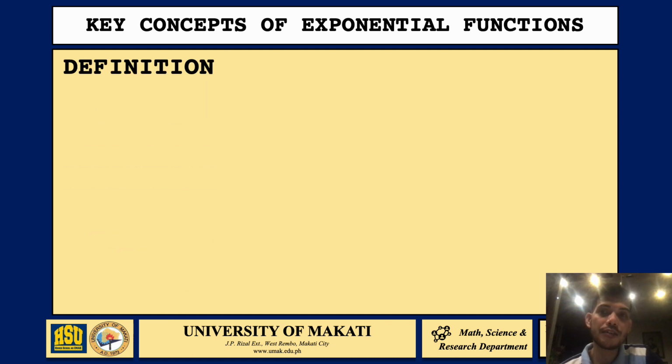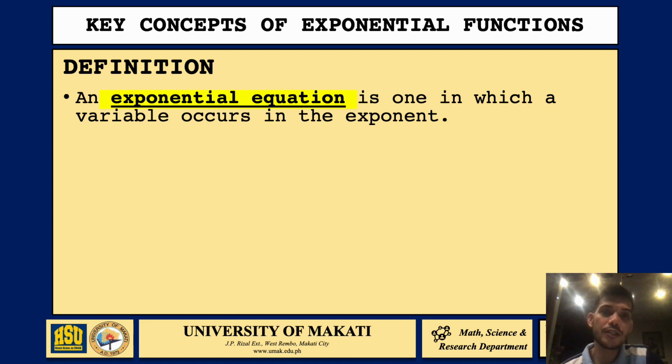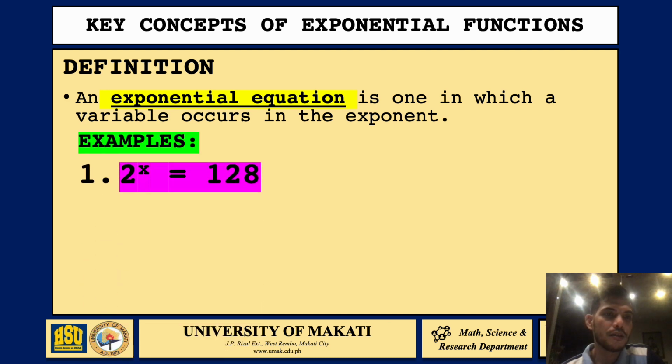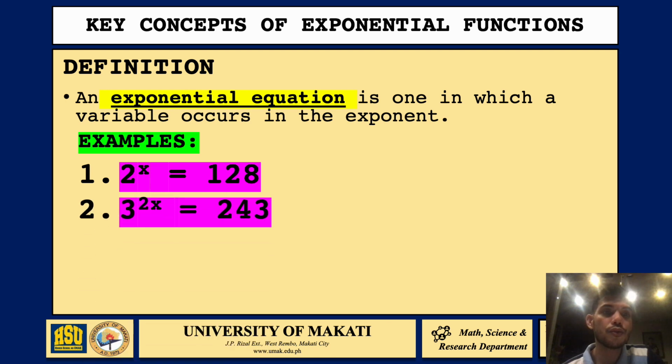When we say exponential equation, it is an equation in which a variable occurs in the exponent. So, ibig sabihin, yung exponent ay variable lagi. At kung exponential equation siya, dapat may equal sign. So, for example, number 1, 2 raised to x is equal to 128. So, this is an exponential equation because it contains an equal sign and of course, the variable occurs in the exponent. Another example is 3 raised to 2 raised to x is equal to 243.